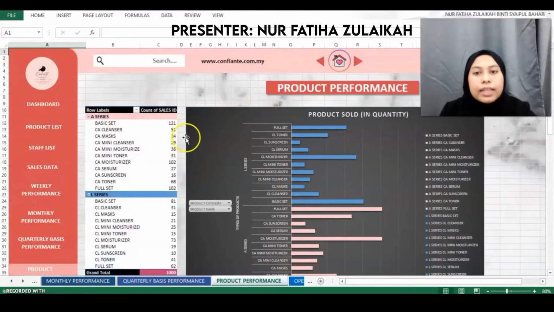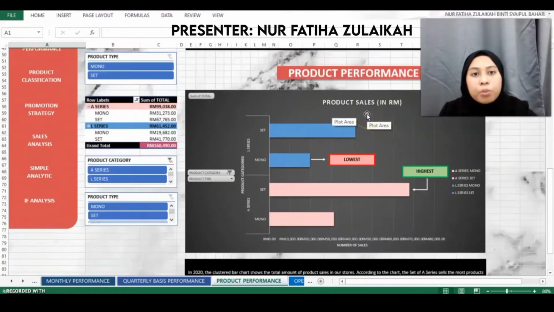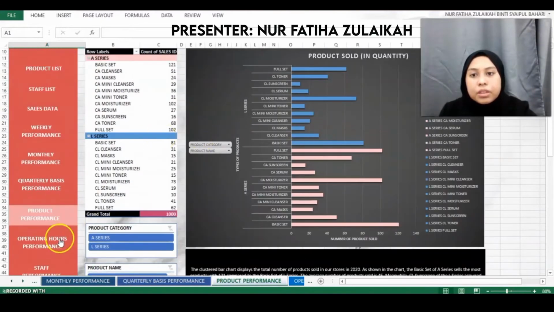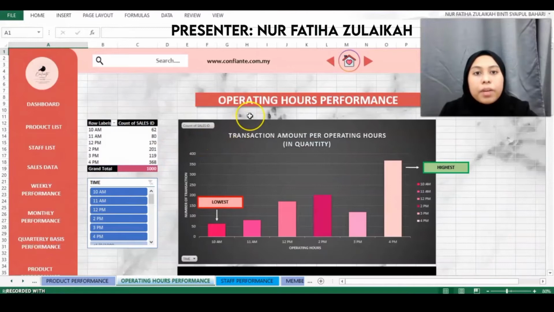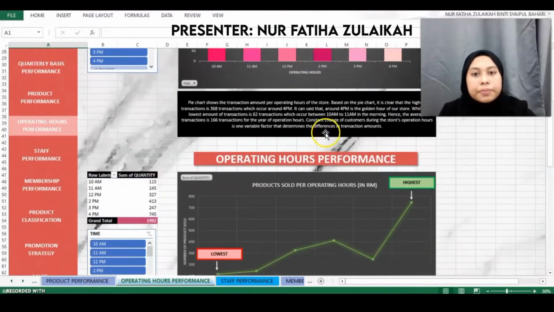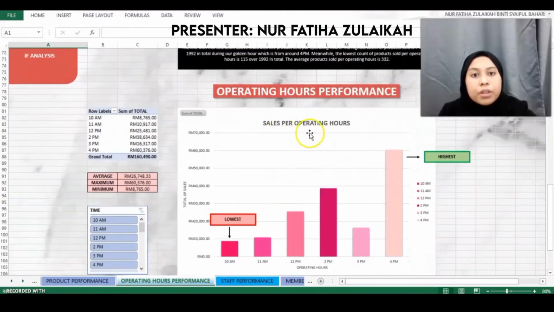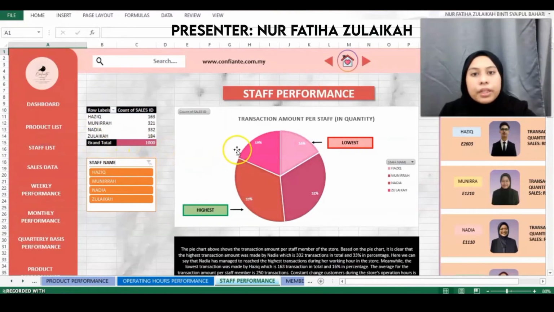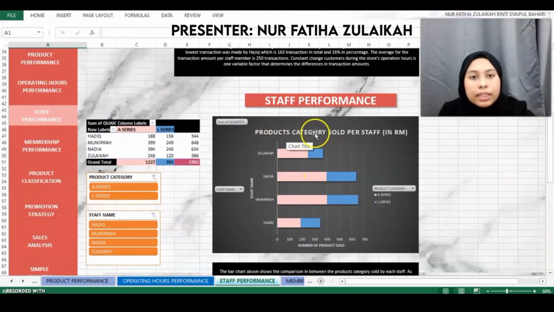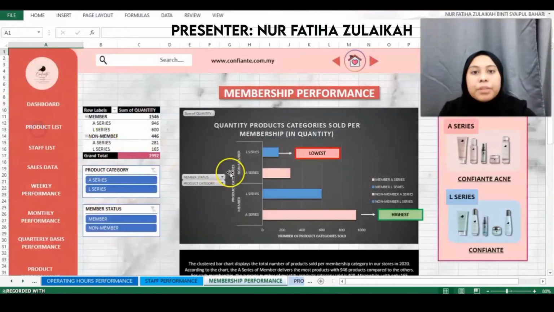Product performance. As you can see here, we provide product sales in quantity and product sales in ringgit Malaysia. Next, operating hours performance. As you can see here, we have a table about transaction amount per operating hours in quantity, products sold per operating hours in ringgit Malaysia, and sale per operating hours. Staff performance. We provide transaction amount per staff in quantity, product category sold per staff, and sale per staff in ringgit Malaysia.